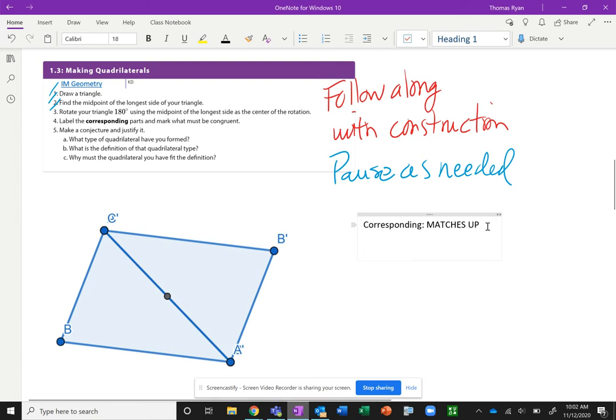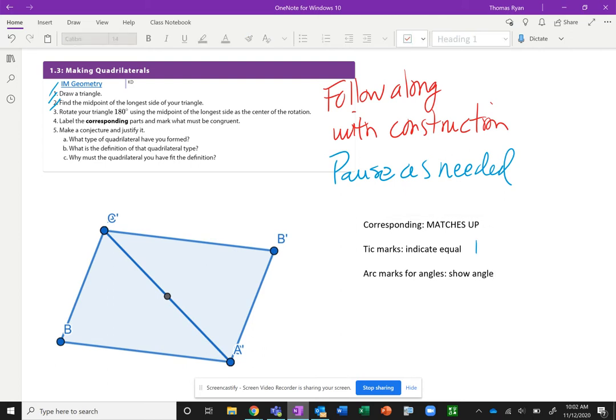And the other thing we're going to do here, which we need to make sure we're comfortable with, is we're going to be making tick marks, right? Those are just those little dashes, and they indicate things that are equal. And then we're going to use arc marks for angles, and they show a certain angle. Okay, so remember, tick marks are the ones that just look like this, and arc marks will mark an angle, and then we will use a tick mark on top of that. And guys, it's so that we can show a picture of all the stuff that's corresponding.